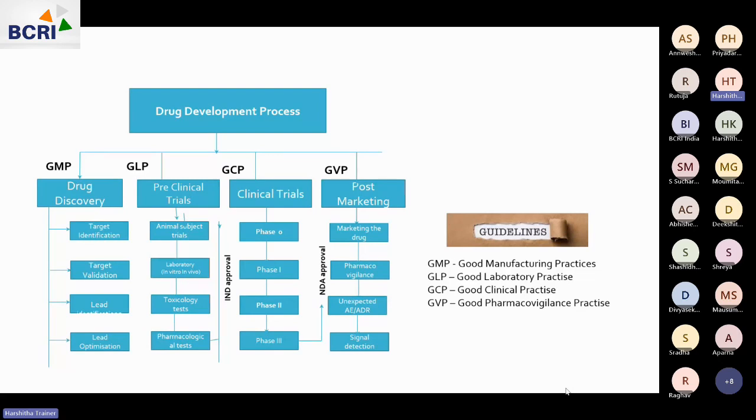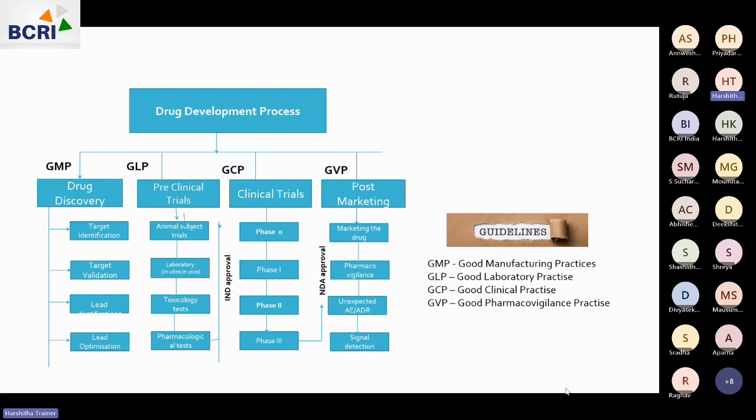These are the processes that they usually follow in drug discovery. They need a target, and they have to validate the target. The target would be your disease area, for example, cancer. Then lead identification and lead optimization, meaning you're trying to see how the compound is working on your targeted therapeutic indication. In preclinical, you have animal subject trials conducted in the laboratory, and you'll have toxicology tests. You need to see what dosage is safe, so you have to conclude a dosage, and then pharmacological tests.